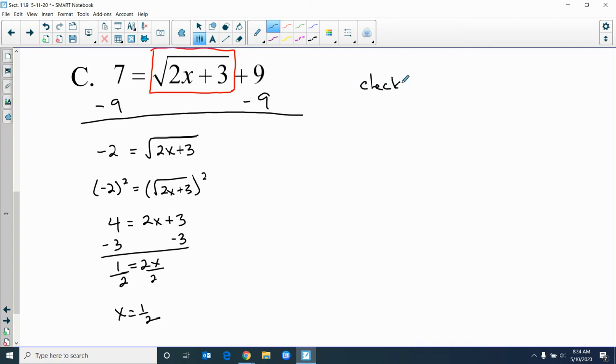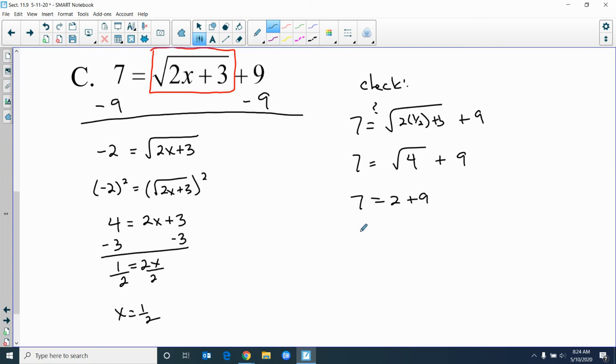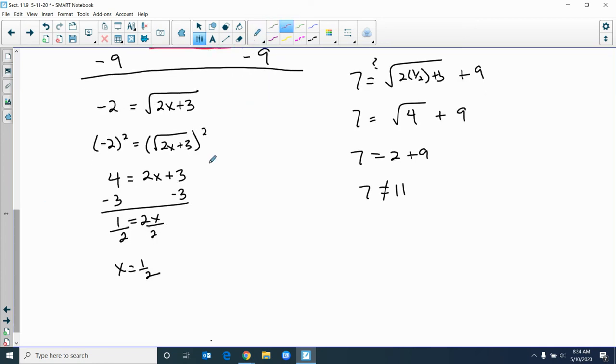All right, let's do a quick check here. If I plug in 1/2, that's 2 times 1/2 is 1. 1 plus 3 is 4. Well, what's the square root of 4? The square root of 4 is 2, and 2 plus 9 is 11. Well, 11 does not equal 7. So that means that 1/2 does not work. We didn't do anything wrong, okay? But it does not work, so we have to throw it out. So we say no solution.